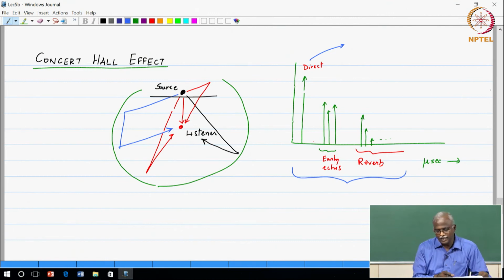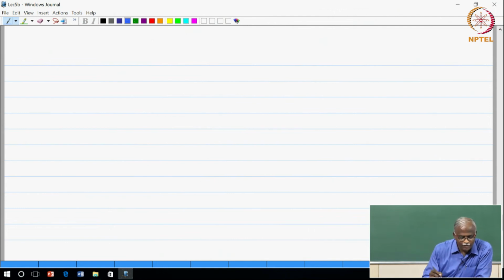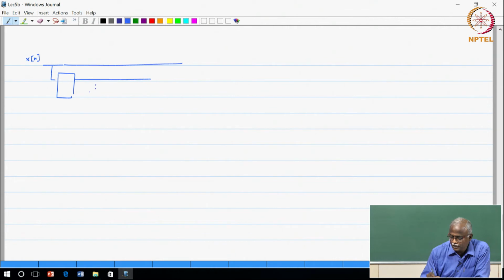So, multi-rate signal processing comes into play when we say that I take the sampled signal x of n, there is a direct path, and then there is a bunch of different delays from which we will get the early echoes.